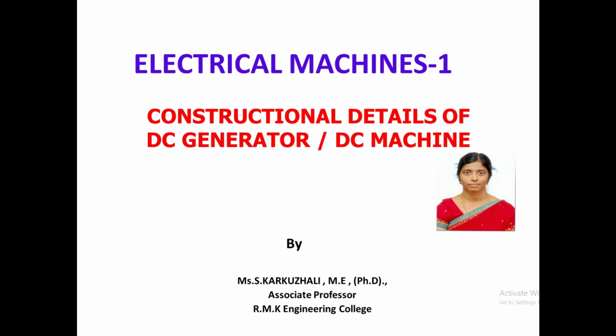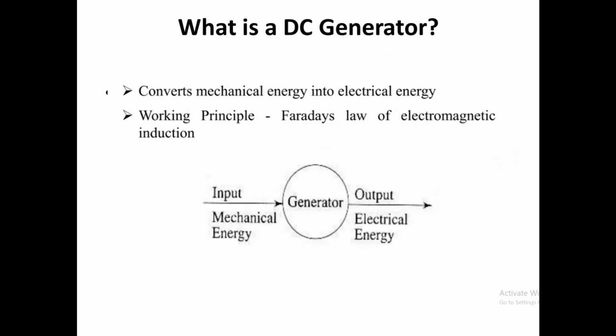Very good morning, students. Today we are going to discuss the construction details of a DC generator, or we can say DC machine, because the construction is common for DC generator as well as motor. So we know what a generator is. It converts mechanical energy into electrical energy. The working principle is Faraday's law of electromagnetic induction.